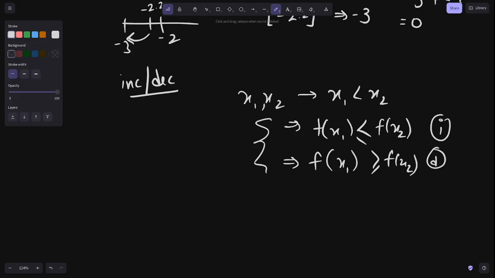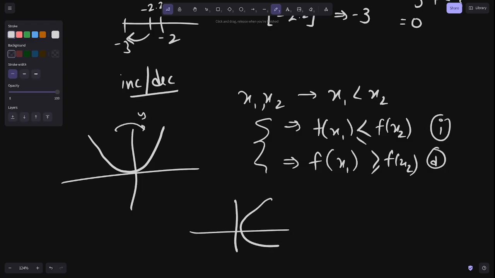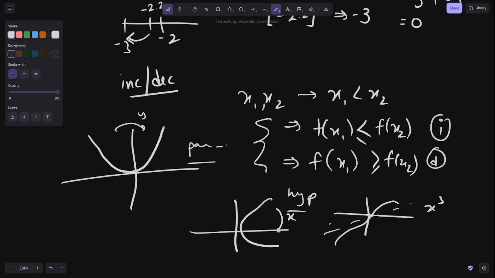And there are some graphs which are symmetric as well. Like this is symmetric along the y-axis. And if I have this, it is symmetric along the x-axis. And if I have something like this, for example, it will be symmetric along the origin. This is almost the curve of x cube, this is a hyperbola, this is a parabola. You can just search the formulas for this and you can draw these.